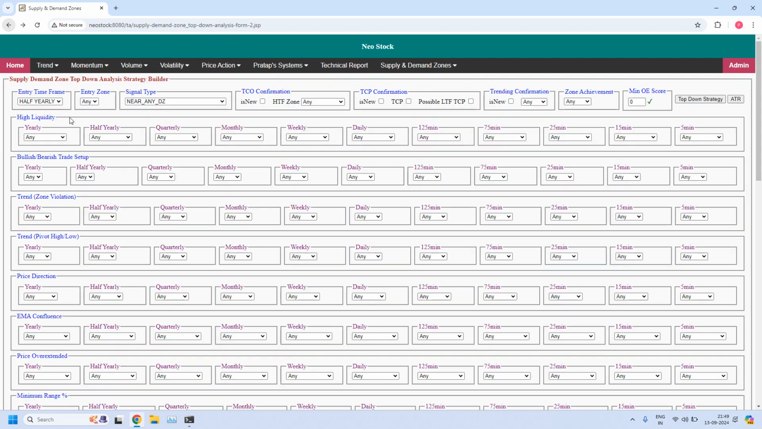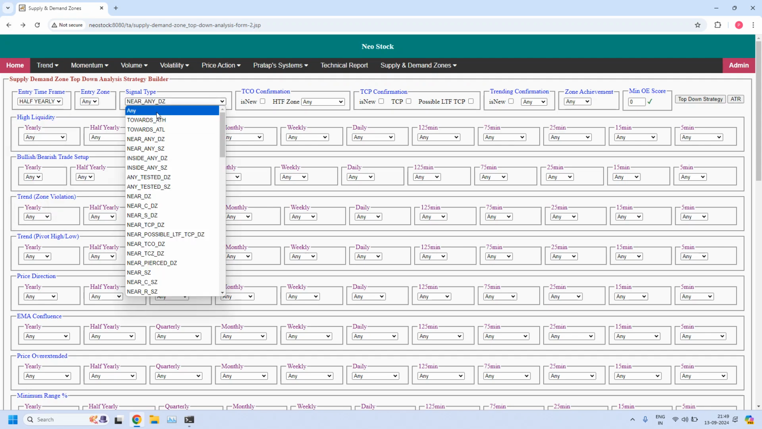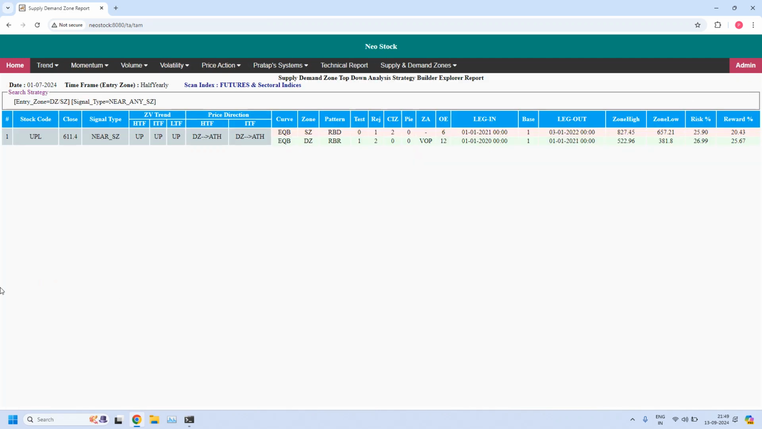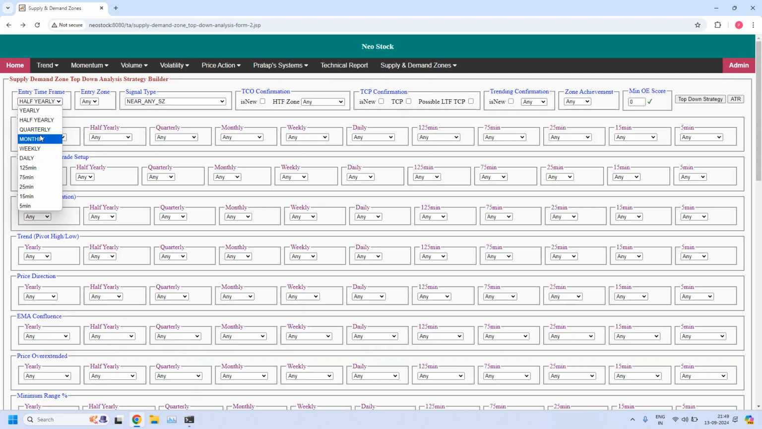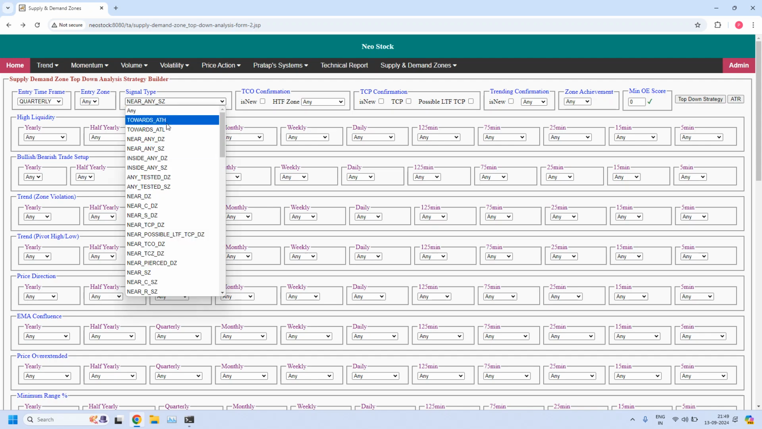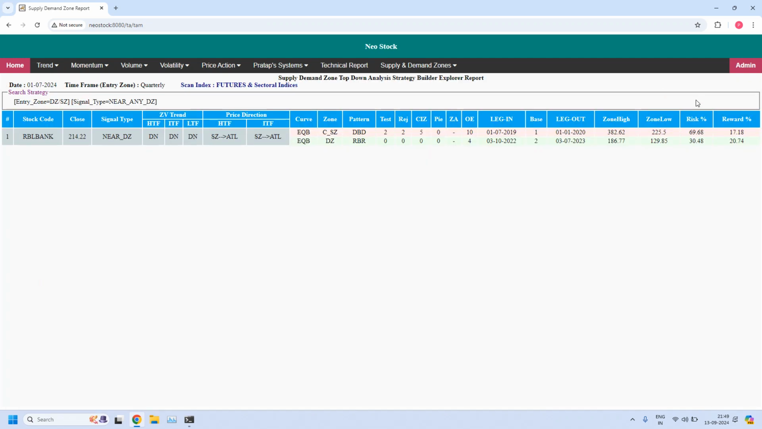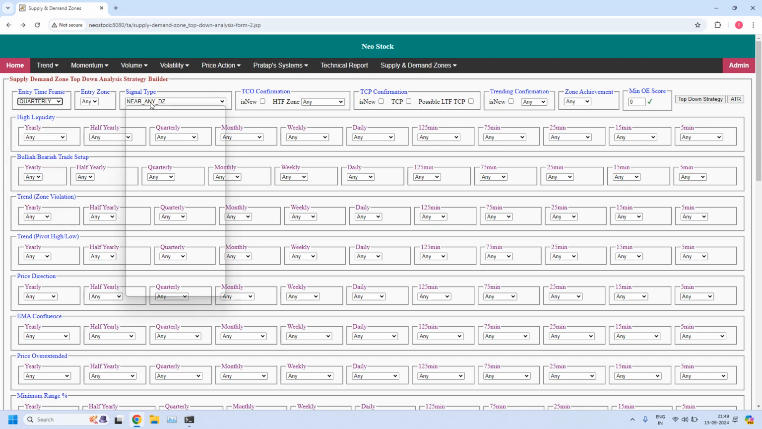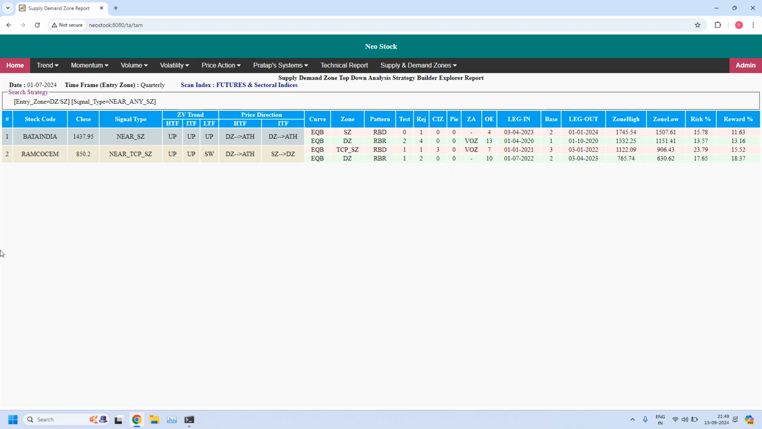Okay, the next report for half yearly time frame. Let us find the stocks near half yearly supply zone. So one stock is filtered, which is near to the half yearly supply zone. Next time frame is a quarterly time frame. Let us find the stocks near quarterly demand zone. So one stock is filtered. The next report for quarterly time frame, let us find the stocks near quarterly supply zone. Two stocks are filtered.